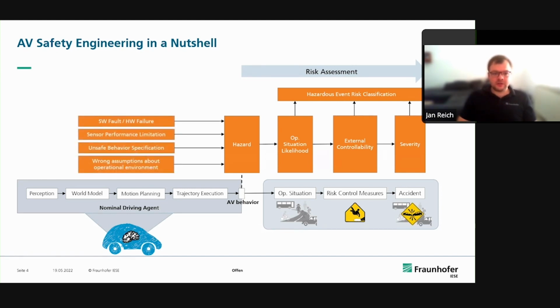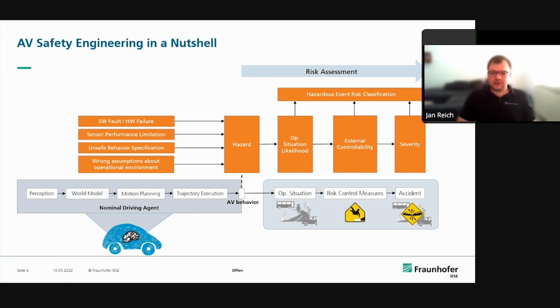And there are manifold cause types that can lead to these AV behaviors that might be risky. One that is commonly known is the functional safety causes, where we're dealing with software faults and hardware failures. But recently, the SOTIF standard is also addressing sensor performance limitations and unsafe behavior specifications that may lead to hazards without having software faults and hardware failures. And one particular fourth class is that the nominal driving agent just uses wrong assumptions about the current operational environment. For instance, that the behaviors of external pedestrians are wrongly predicted in a critical way, which then leads to behaviors that might be dangerous.